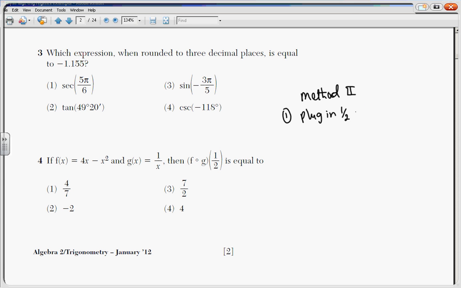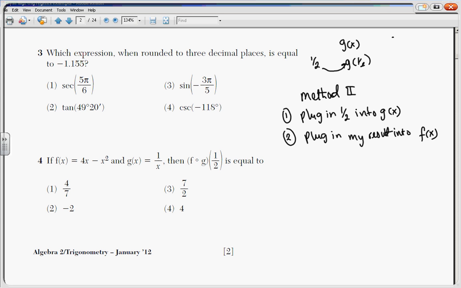1/2 into g of x, and then plug my result into f of x. So what's happening here is basically you have 1/2, and then you have the function g of x. This gets plugged into that one right here, so you're going to have g of 1/2, and then you have another function which is f of x. So this whole result gets plugged into f, so you're going to have f of g of 1/2. So this is what I'm going to do right now.